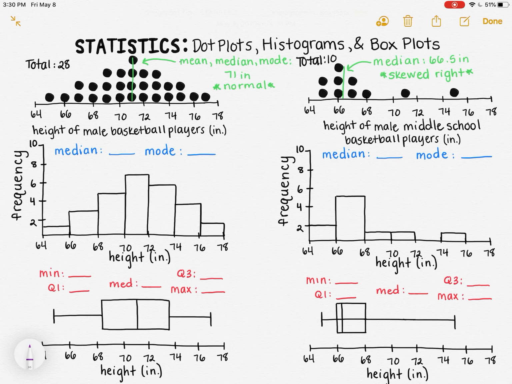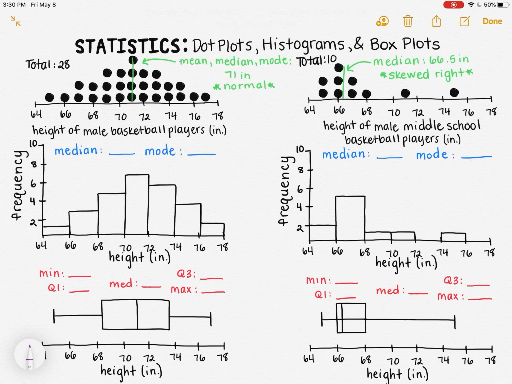Below each dot plot is a histogram and a box plot. The histograms and the box plots were created with the same exact data as the dot plot above it. So I'm basically showing you three different ways to display the same data. And we're going to talk about some of the benefits and drawbacks of each type of representation and how we can find different characteristics of the data depending on what you're looking at.